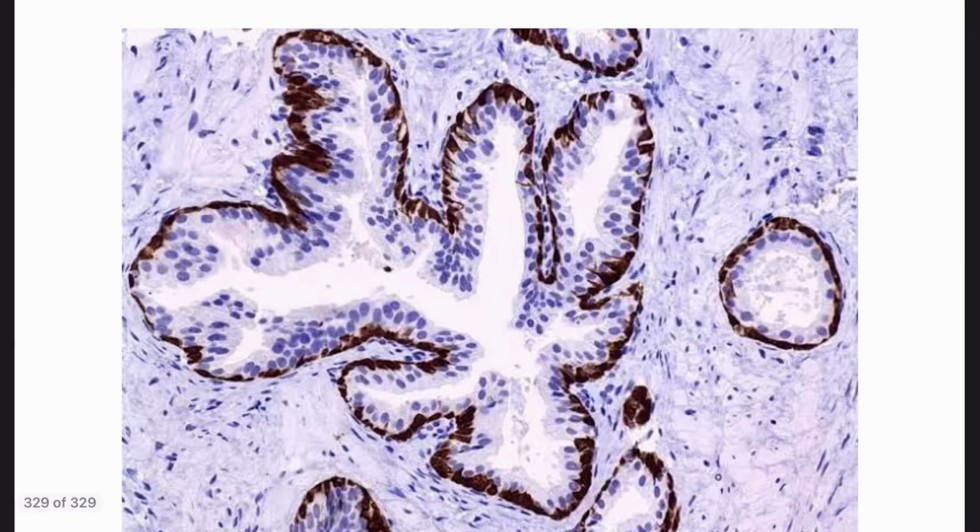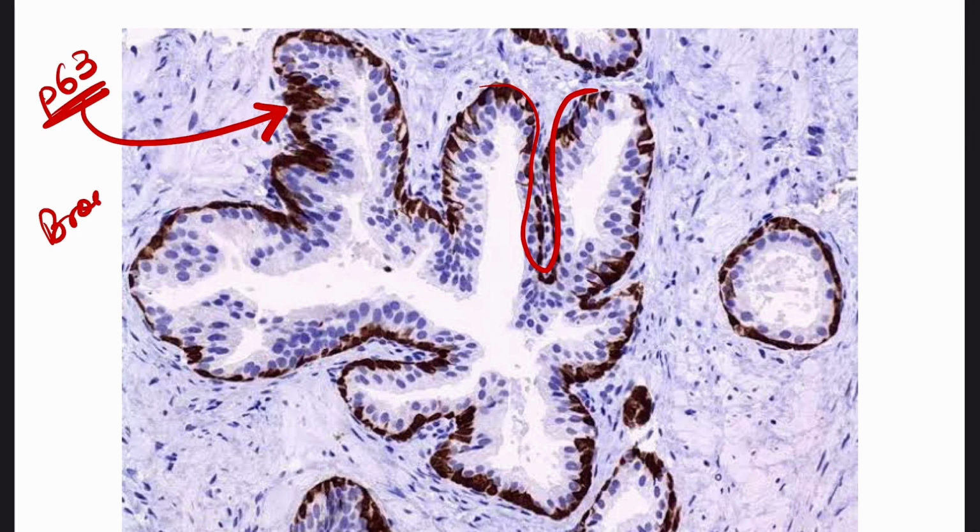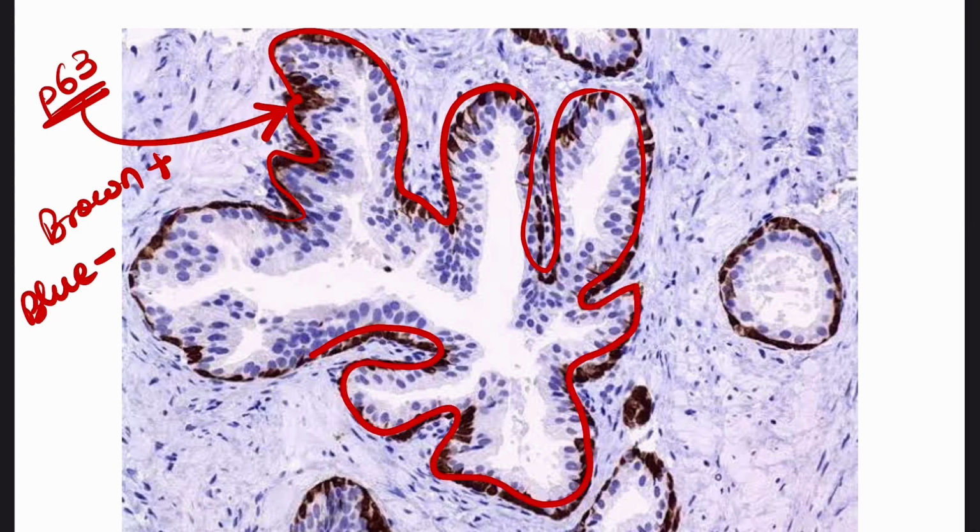So this is the IHC staining for P63. P63 stains the basal cells. So the brown stain is the basal layer. Any IHC marker gives only either brown or blue. So brown means positive, blue means negative. Here the basal epithelium, the basal cells, have taken up the IHC stain and appear brown. There's a continuous, intact brown layer, confirming the presence of intact basal epithelium. So it indicates it is a benign condition.